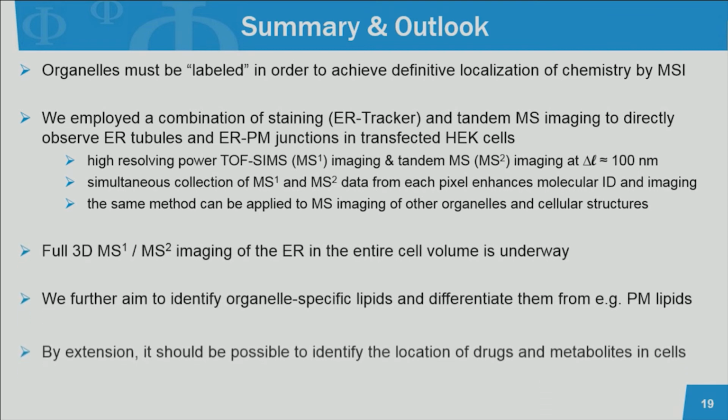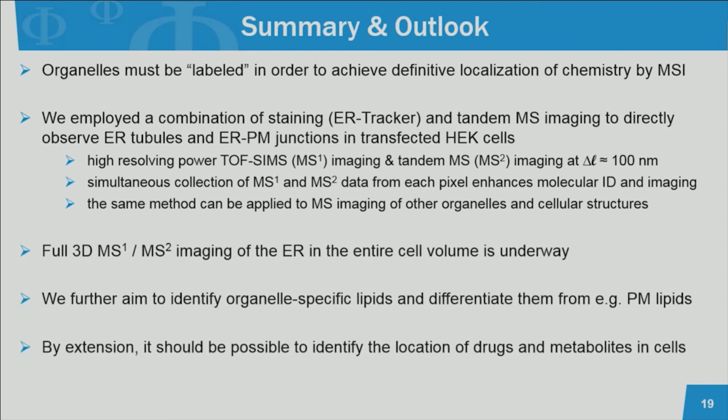So the next steps that we're looking at are imaging and characterizing the endoplasmic reticulum through the entire cell volume. And along with that, our aim is to see if we can characterize lipids or other types of molecules that might have a higher or a lower abundance inside or outside of different organelles. And by extension, of course, it would be easy to look at the location of drugs or drug metabolites within cells. And thank you for your attention.